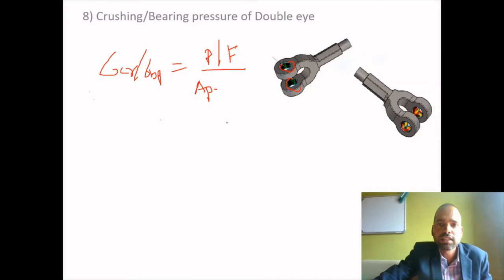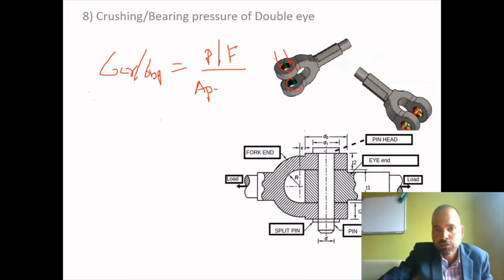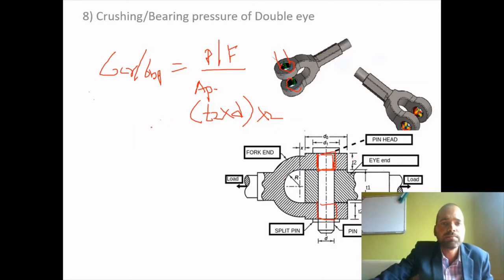So which is the projected area in this case? If we project this surface, what will be the area? If we project this particular surface, it is equal to T2 into the diameter of the pin. This is multiplied by 2, as the bearing pressure takes place at 2 portions, so it is multiplied by 2. Understand? So T2 is known, d is known. Again we are checking crushing stress.